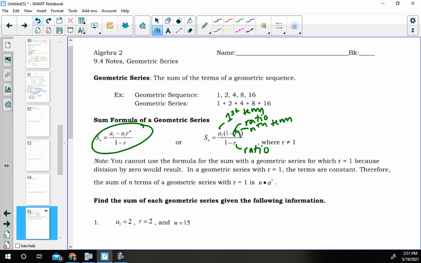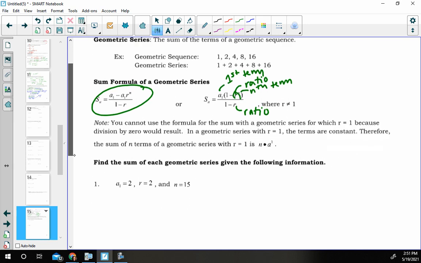Okay, so you cannot use the formula for the sum of the geometric series for which r is equal to 1, because dividing by 0 would result. In a geometric series with r equal to 1, the terms are constant. Therefore, the sum of n terms of a geometric series with r equal to 1 is n times a sub 1. Okay, you shouldn't have a rate of 1, basically.